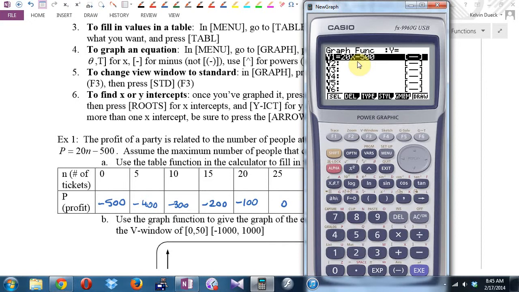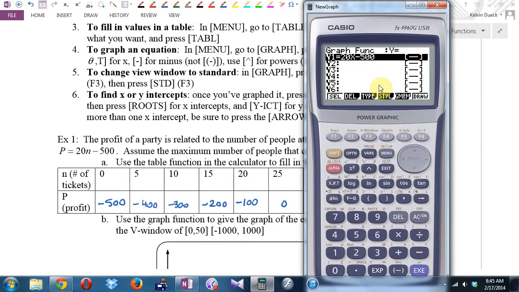But what I need to do first is I need to tell it where I want it to graph. I have this small rectangular screen. Anytime I graph anything, I need to tell my calculator what dimensions I want it to display on the screen, where I want it to zoom into. And to do that, we need to change the view window. How do we change the view window?